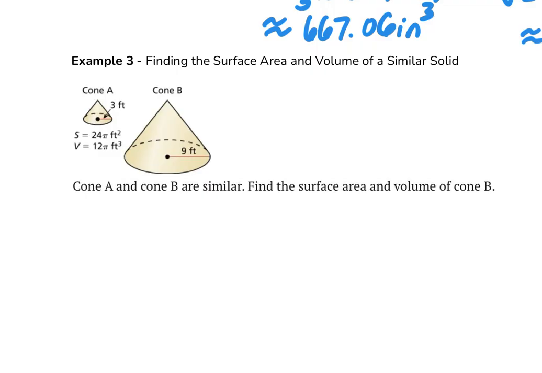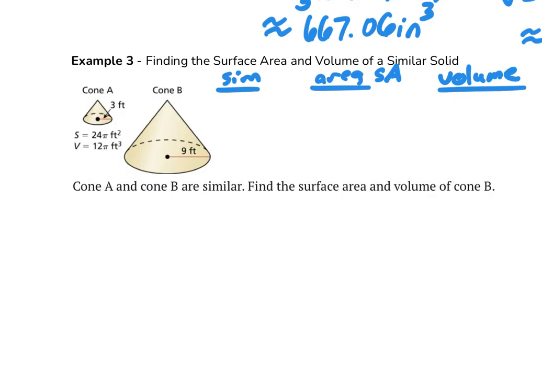And the very first thing that I'm going to do is set up my ratios. So I have a similarity ratio. I have an area ratio, which normally is surface area. The keyword is area. They call it surface area, but area. And then volume. Okay? Those are my three ratios that I'm going to need to figure out.